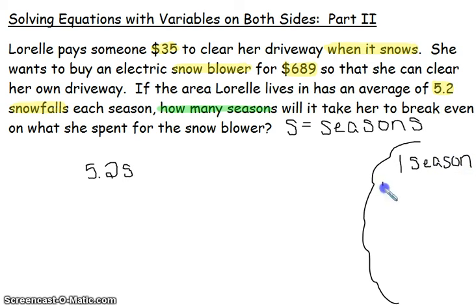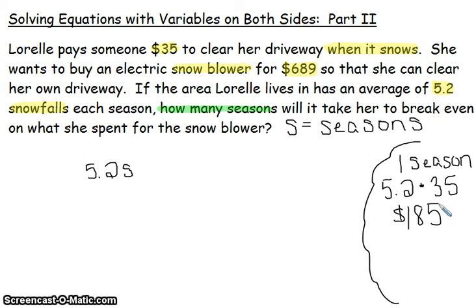Okay, that is 5.2 snowfalls times $35, because this person wants to know, well, how much money am I going to make? I mean, if it's going to snow 5.2 times, and we're just going to leave that 0.2 in there, then how much money am I going to make off of Laurel? Well, at $35 per snowfall, you're going to make about $185. So in 1 year, 1 season, Laurel's going to pay $185 for someone to come and clear her driveway.